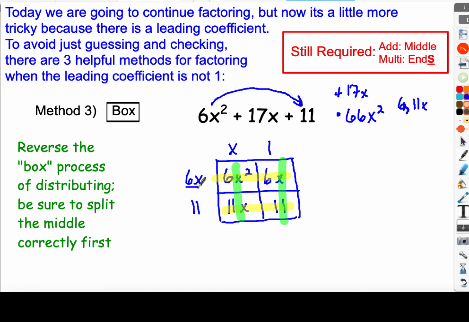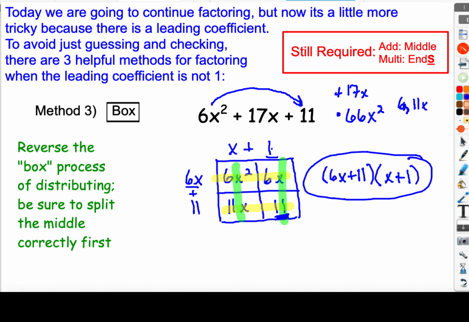And it makes sense. Isn't 6x times 1 going to give you that 6x? And 1 times 11 would have been 11 down here. And in that case, we just found our factors. 6x plus 11 and x plus 1 we factored out using the box method.